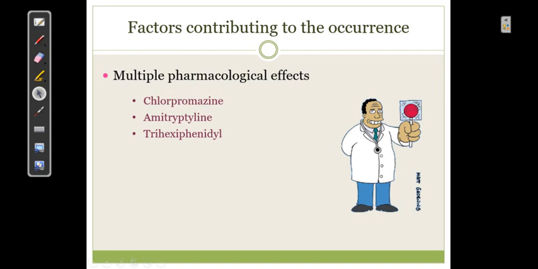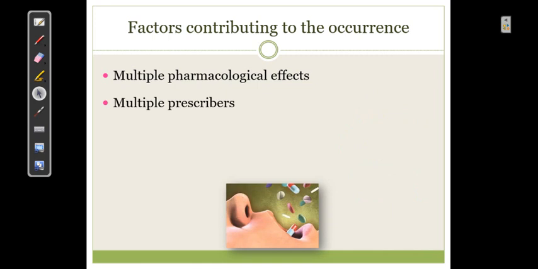Moving toward the second point, a factor contributing to the occurrence, that is multiple prescribers. Now this also is a very common scenario nowadays. We all have a family physician, right? Whenever we have a small complication, we normally rush to him or her. But now the scenario is we have specialists or super specialists. So wherever needed, we also visit the super specialist, and in that case sometimes we hide the information that we are also taking such and such medication prescribed by our family physician.